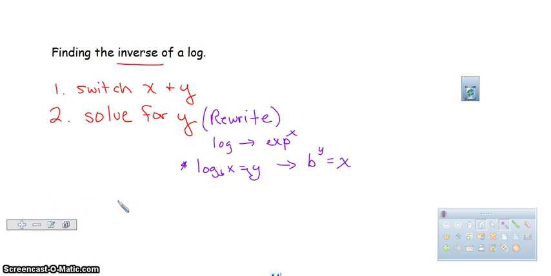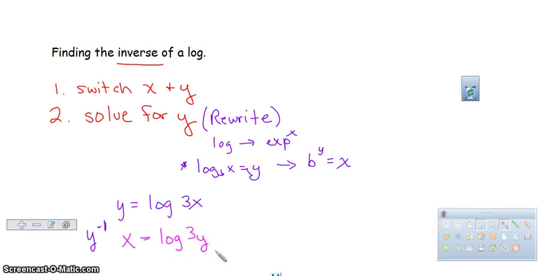The first one we're going to look at is y equals log of 3x. And we want to find the inverse. Okay? So we're looking for the inverse. Remember the symbol for inverse was to the negative 1 power? So the first thing you do is you switch your x and y. So x equals log of 3y.